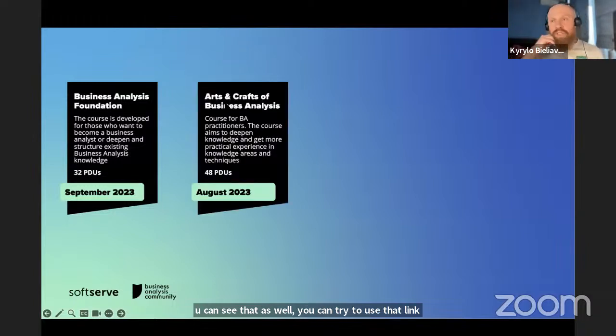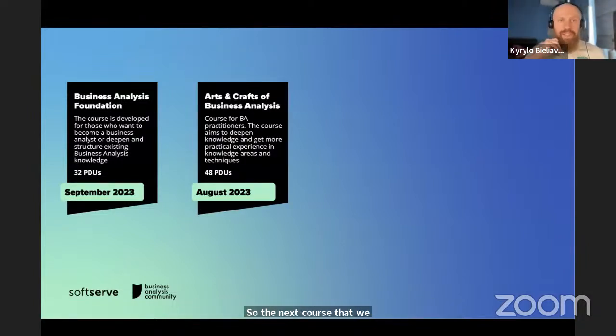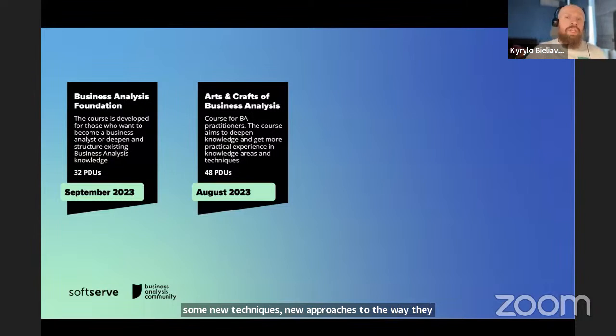The next course that we have is for business analysis practitioners, and it's called Arts and Crafts of Business Analysis. This course was specifically developed for experienced business analysts who'd like to learn some new techniques, new approaches to the way they deliver business analysis services on the projects. We have two types of this course. One is innovation focus, and it targets business analysts who work with innovations like startups, something new, development of new products using cutting edge technologies.